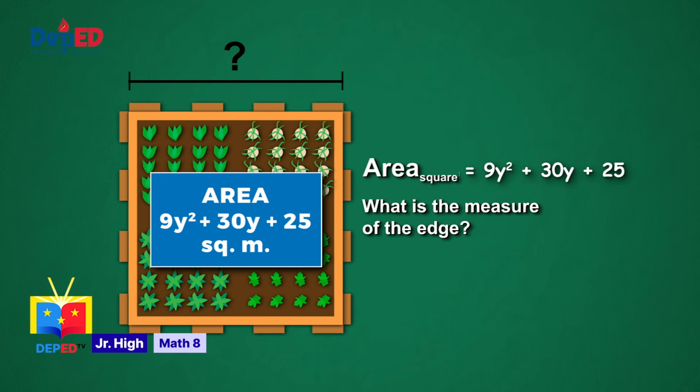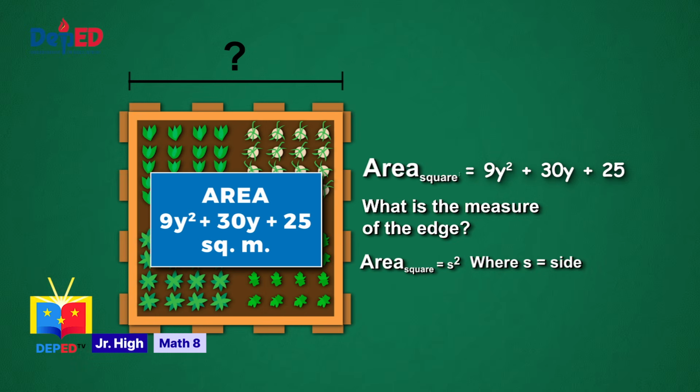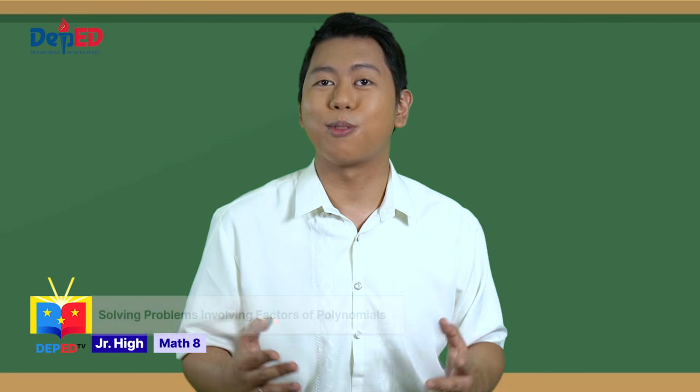How can we get the length of the edge with the area of the square garden? What do we know about the area of the square? The area of the square is just the side multiplied to itself, or s squared. How about the given polynomial? What did you notice? It has 3 terms. What else? The polynomial is also a perfect square trinomial, so it can be expressed as a square of a binomial, and that binomial is the answer to the problem.